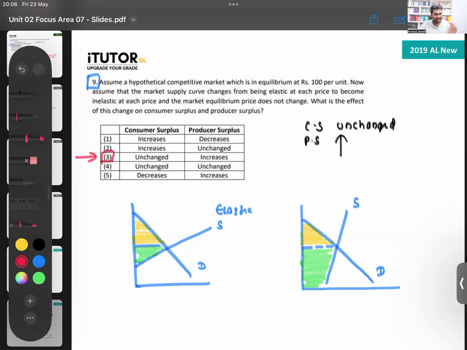So if the price changes, then you'll draw accordingly. But the question is not saying that the price is changing. Maybe if the equilibrium price has come down, then consumer surplus could have increased as well. Nowhere in the question have they told you something like that.